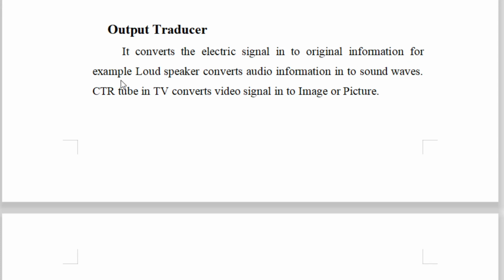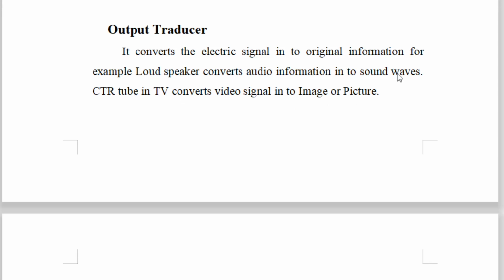For example, a loudspeaker converts audio information into sound waves. Or suppose at the receiving end, where we have recorded the scene with the help of a camera, but now we want to observe that scene, we want to see that scene, then what do we require? We will require a CRT tube in a television circuit, which will convert the video signal into an image or picture.